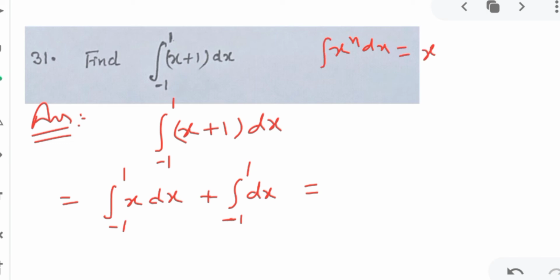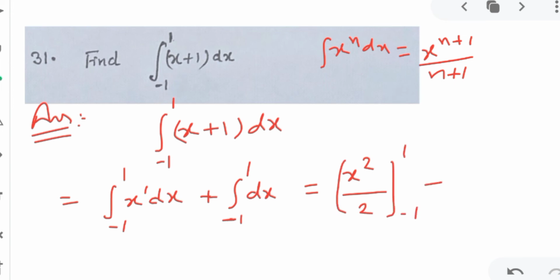Now for the first integration, x dx, we will use the same formula, x to the power n dx. The integration result is x to the power n plus 1 divided by n plus 1. Here x means x to the power 1, so we use n value as 1. So the integration of x dx will be x to the power 1 plus 1, divided by 1 plus 1. I am writing 1 plus 1 directly as 2. Okay, x square upon 2, with lower limit -1, upper limit 1, plus the dx integration will be x directly. So x, lower limit -1, upper limit 1.